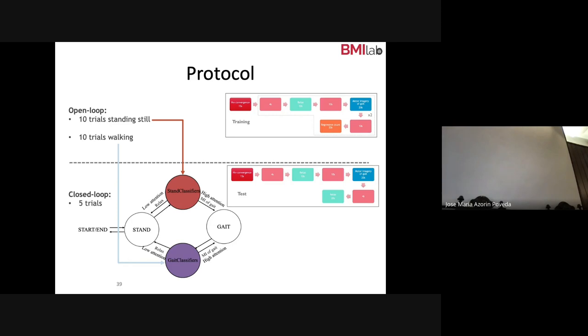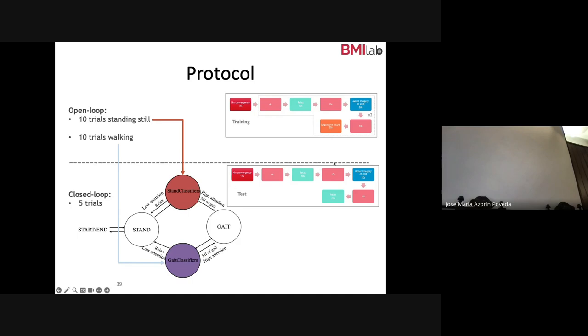Okay, and we repeat this protocol of training during 10 trials, considering, first of all, that the person is still, but also we repeated the same protocol when the person was working with the exoskeleton. Okay? And after doing that, what we did is the real experiment in closed loop. But in this case, we did 5 trials.